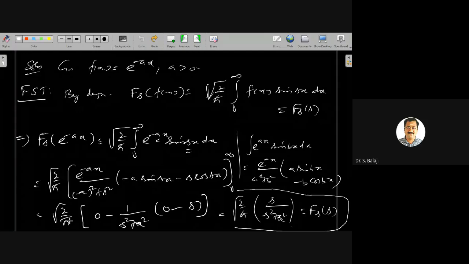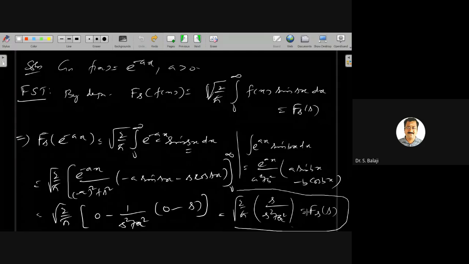That is equal to root of 2/pi, [e^(-s x)]... evaluated with e power minus infinity giving 0, minus 1 divided by s square plus a square. Applying infinity here, 0. When applying 0, e power 0 is 1, 1 by s square plus a square. Applying 0, sin 0 is 0, cos 0 is 1, or minus s you can get. So totally your answer will be minus minus plus here, root of 2/pi times s by s square plus a square. That is equal to Fs of s.